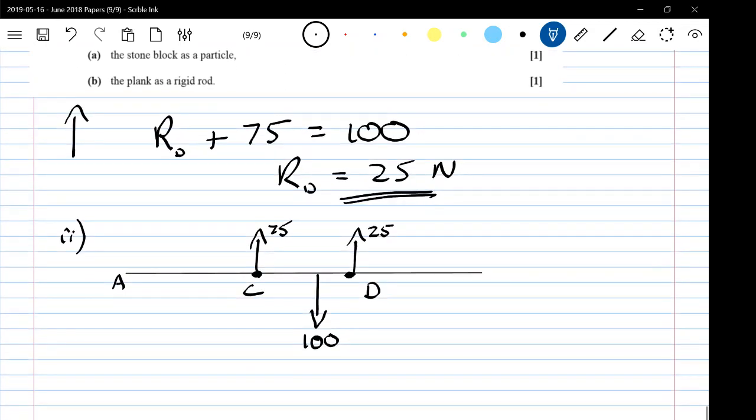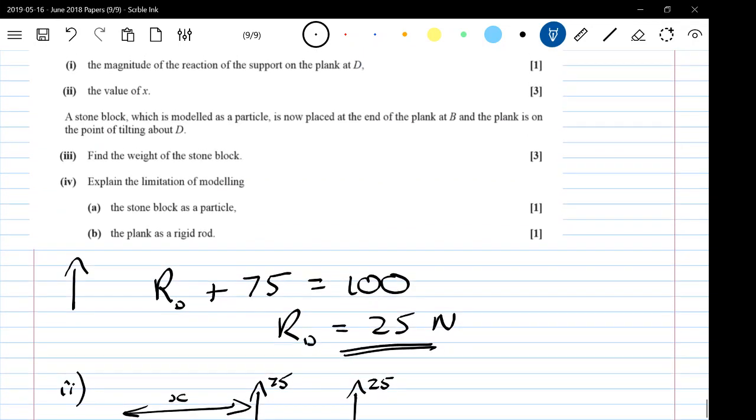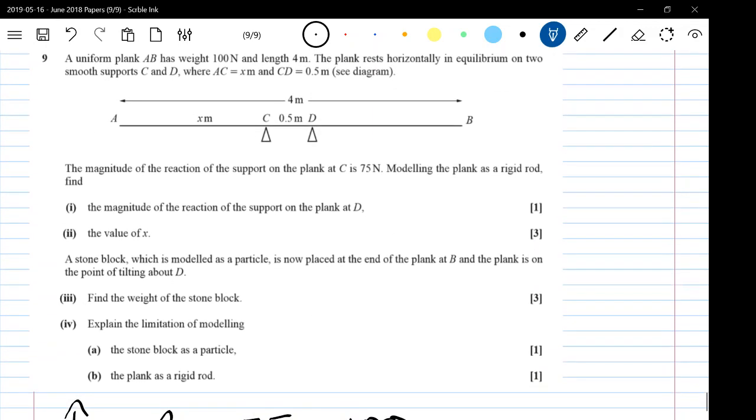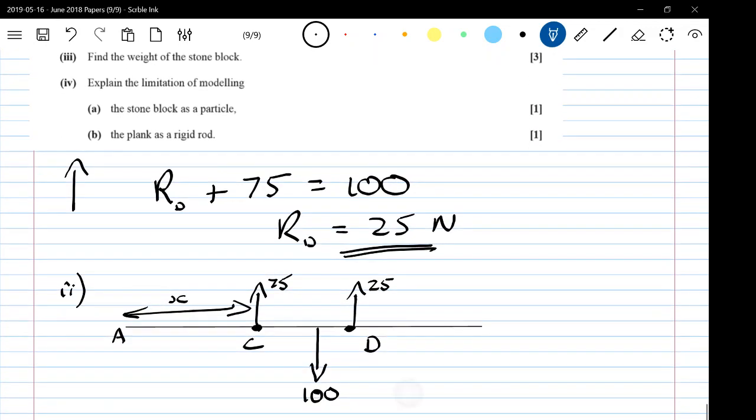Its length is 4 meters. So that distance there is x. What else have we got? We've got that distance there is 0.5. And we've got this distance here is 2.